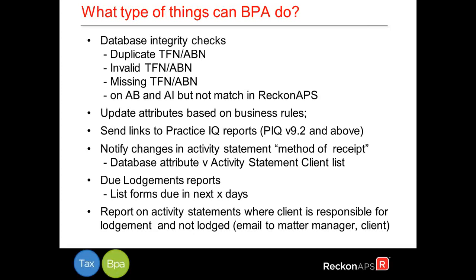The moment some reports are received, we can trigger some additional reporting to be prepared and sent. We can also notify changes in the activity statement method of receipt. For example, if a client has moved from paper to electronic from one month to the next or one quarter to the next, we can get BPA to look at that data and say, hey, in this particular quarter, we've got 10 clients that have moved from one method to another.